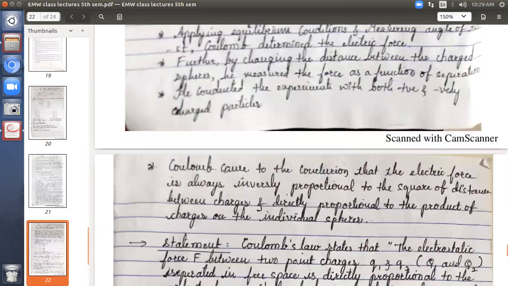So Coulomb came to the conclusion that the electric force, that force which exists in between those two spheres A and B, is always inversely proportional to the square of the distance between the charges. That's what is Coulomb's law. You might have studied this.